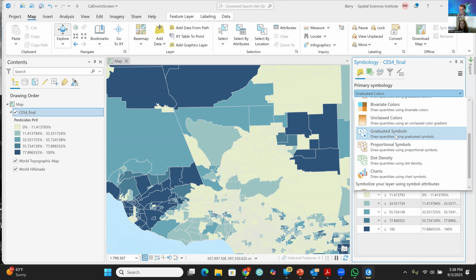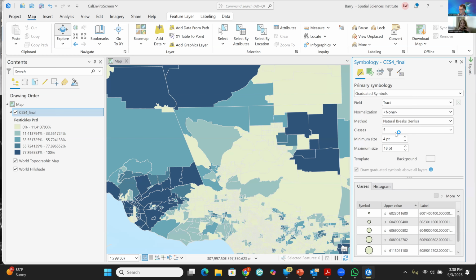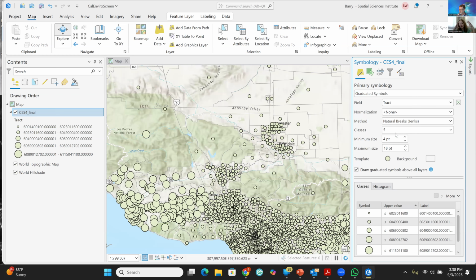Graduated symbols, proportional symbols. Think of graduated symbols as dots of different size. Just look at it: it graduates from smaller to larger for more amount. See here how we have big dots in areas with a higher exposure and small dots where it's a lower exposure.